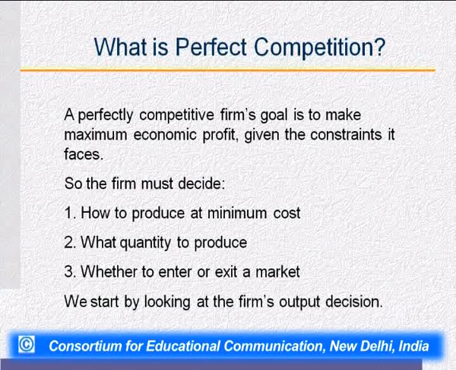Now the third one: if the above two points are not working properly, or are working only semi properly, then the firm has to look at whether to exit a market. Or the firm that is looking at the market from outside must decide whether to enter the market, or the working firms exit the market. So the firm must decide the three points mentioned: how to produce at minimum cost, what quantity to produce, and whether to enter or exit a market.